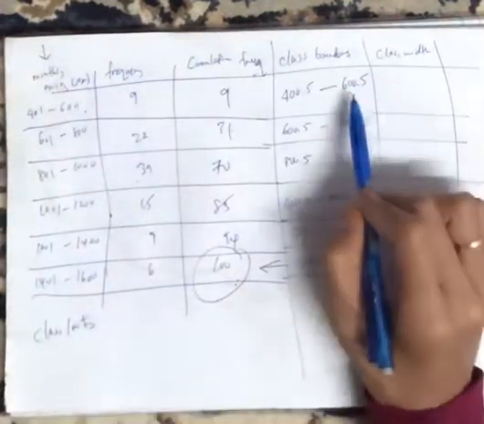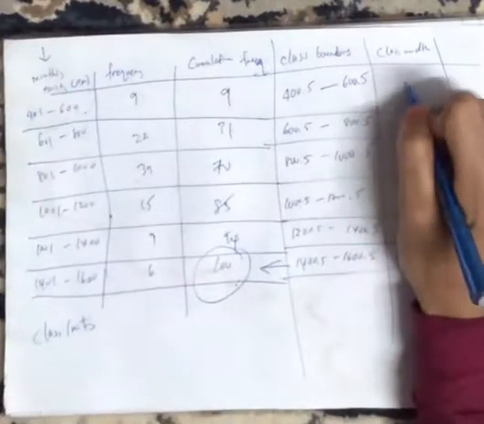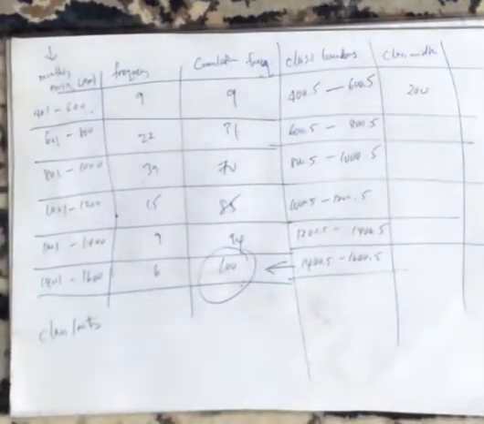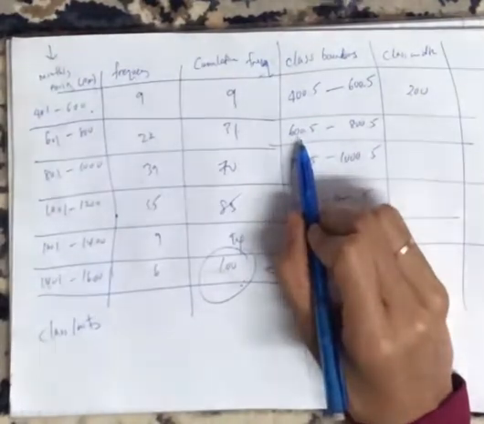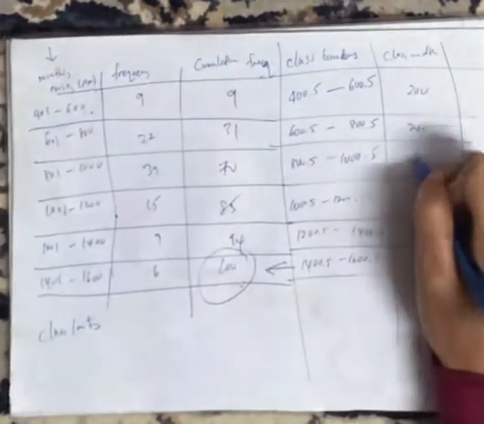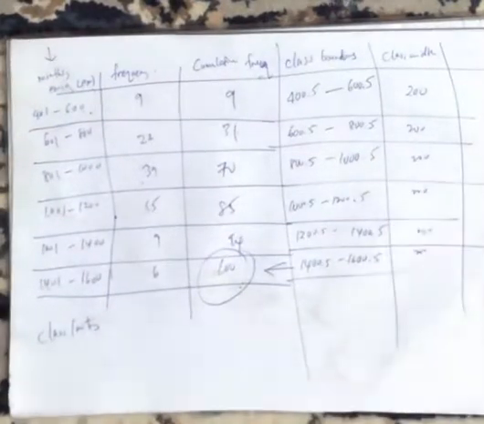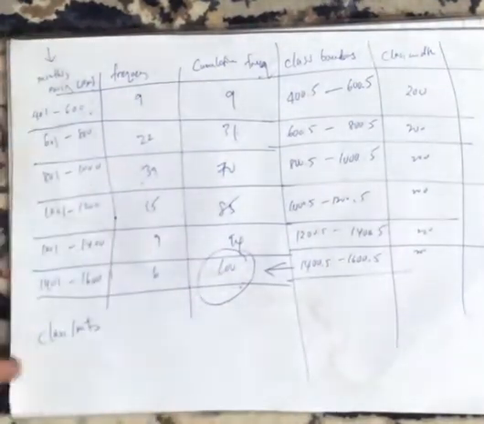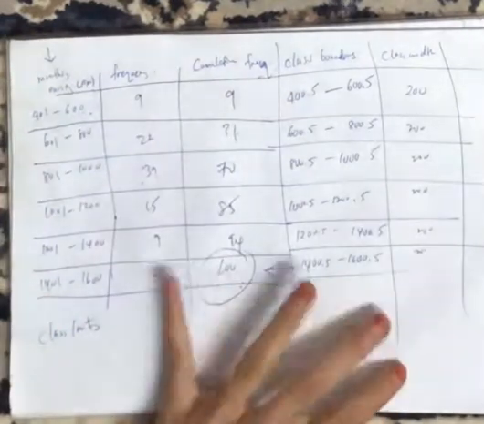For example, 600.5 minus 400.5, so we become 200. Is it? 200, right? Same, 800.5 minus 600.5 become 200. So you can see that all the class width must be equal. Your class width must be the same, all the sizes must be equal. That one is class width.